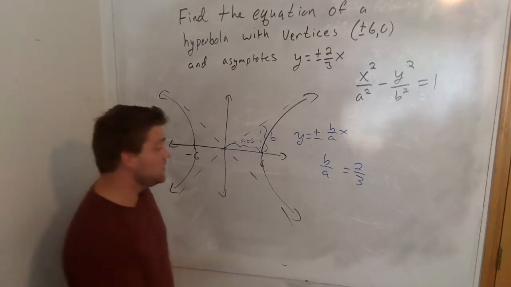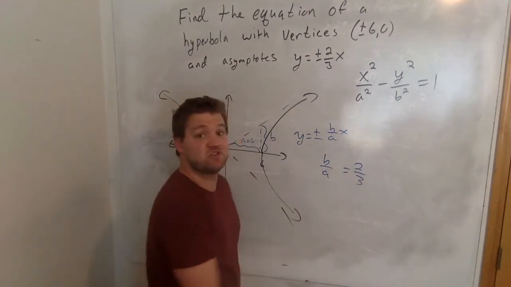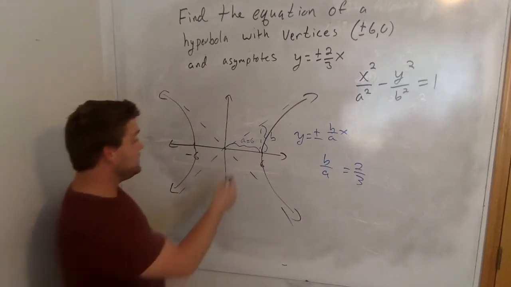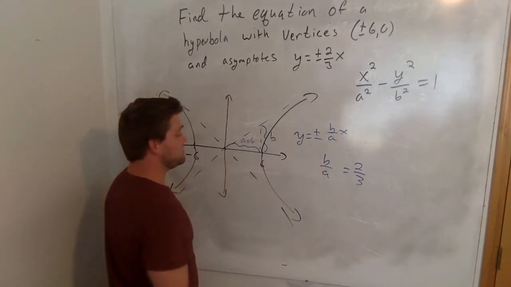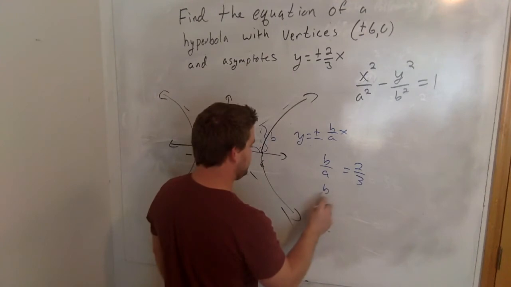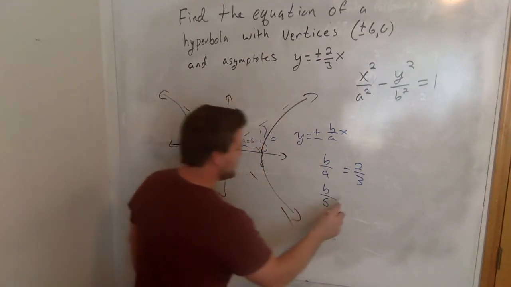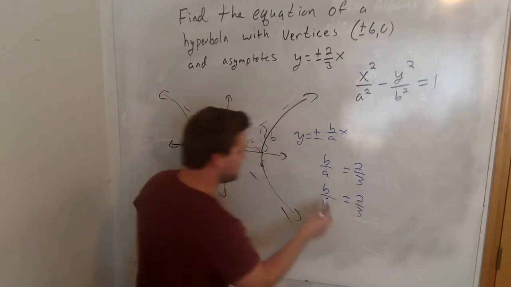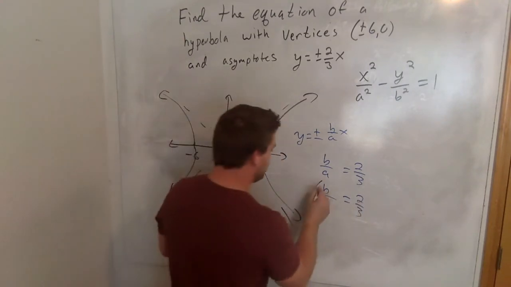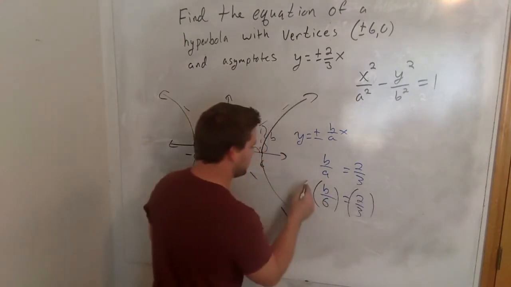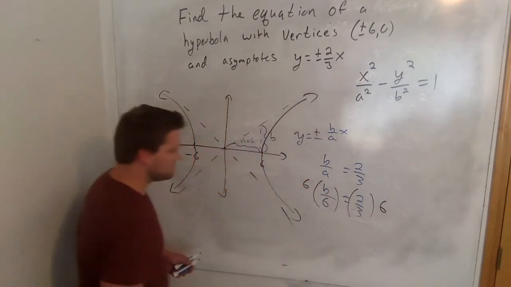We have to be careful because this is most likely a reduced fraction. So since we know a, we just need to throw that into the equation. So here we'll have b, our a is 6, will be equal to 2/3, and now we'll solve for b by multiplying both sides by 6. Okay, so let's see what we're going to get.